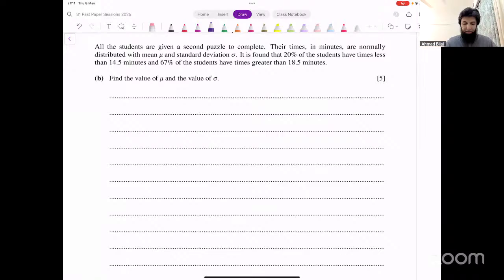All the students are given a second puzzle to complete. Their times in minutes are normally distributed with mean mu and standard deviation sigma. All right. It's found that 20% of the students have times less than 14.5 minutes. So if we represent times by x, we can say the probability of the time being less than 14.5, what would that be? That would be 0.2. 20%, that's 0.2. Okay. Probability of the time being greater than 18.5, what's that? That's 0.67. So x being greater than 18.5, that probability is 0.67.